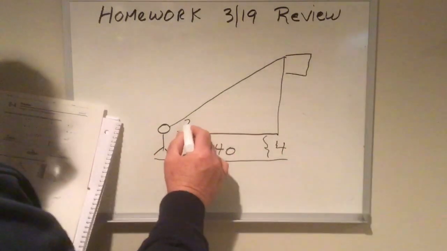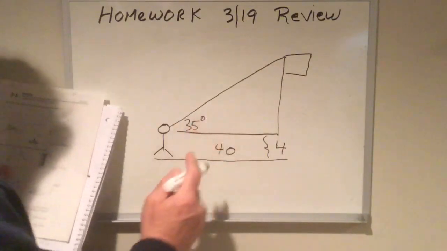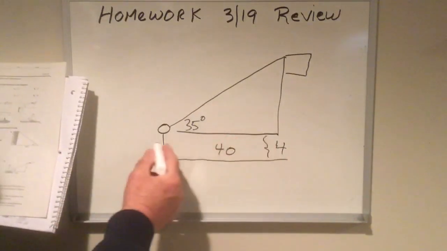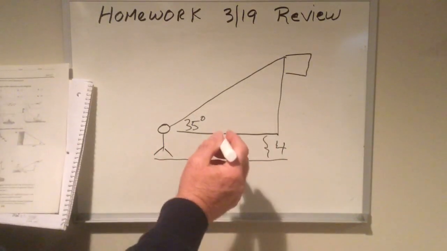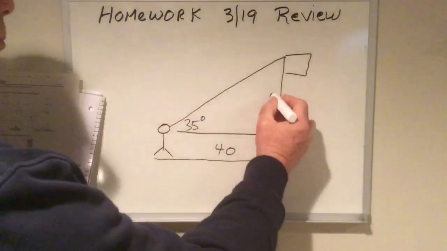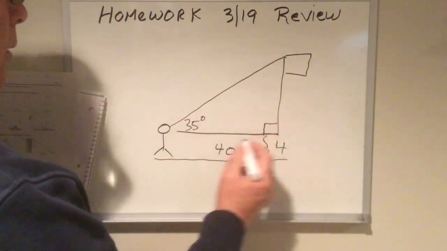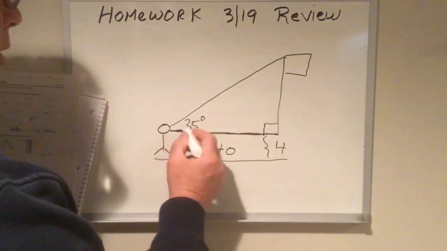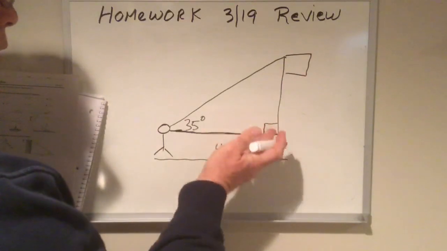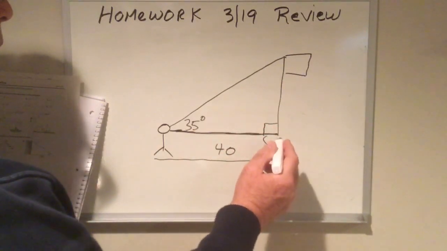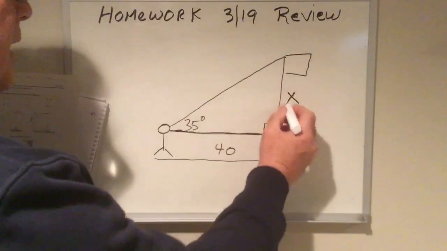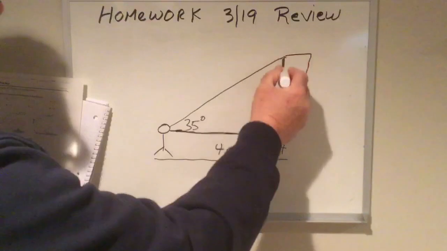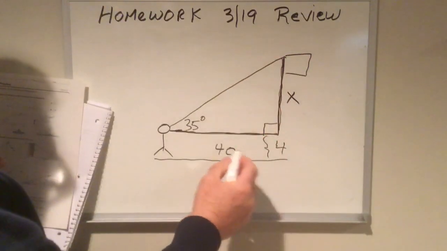This angle is 35 degrees, correct? The angle of elevation is 35 degrees, 40 feet from the flagpole. How high is the flagpole? Well, here's our triangle, right? This side of the triangle is parallel to the ground, but it's 4 feet up. But you can see where we're going with the strategy. If we can get that side length from the triangle, which is just this distance there, I think we can do that now.